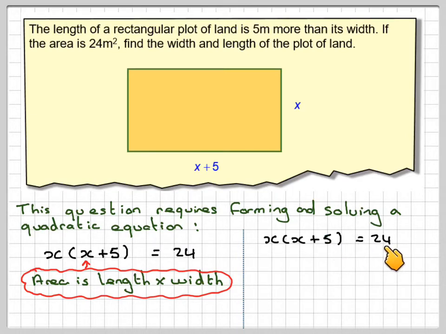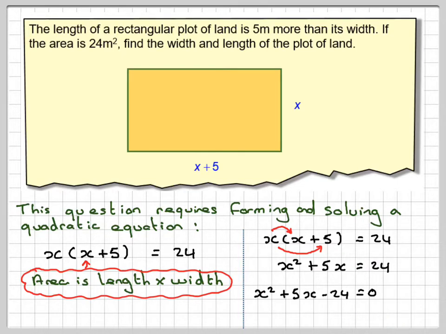To solve quadratics, you have to put them equal to 0, but first of all, we'll have to expand the bracket. So it's going to be x times x, which is x squared, x times 5, which is 5x, that's equal to 24. We need to make this equal to 0, so we're going to need to take 24 from both sides. We're going to get x squared plus 5x minus 24 is equal to 0.